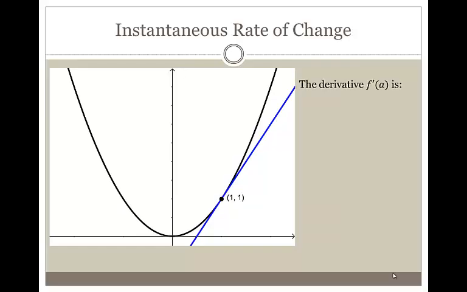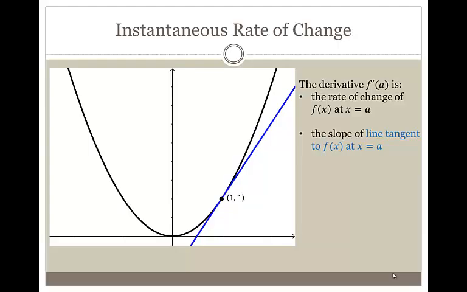So we can think of the derivative f prime of 1 in our original definition as the rate of change of f of x at x equals a. But graphically, we can think of it as the slope of the line tangent to f of x at x equals a. Another way to interpret this is that it's the slope of the curve at x equals a. We will use these different interpretations of the derivative throughout the rest of the course.